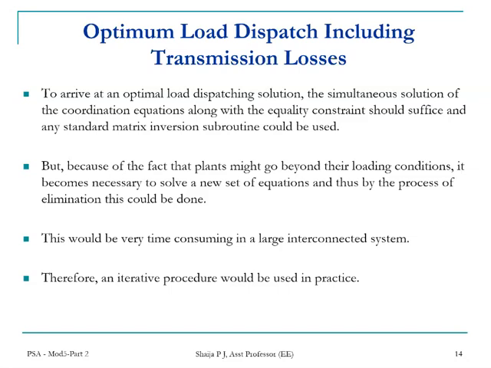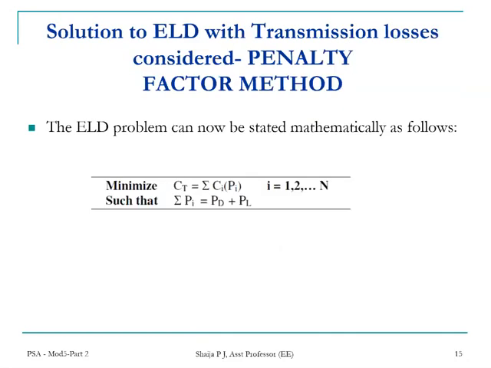Okay. So far in today's session, we discussed the economic load dispatching where we include the transmission losses also. The same thing can be done in many ways. Another method is called the penalty factor method.